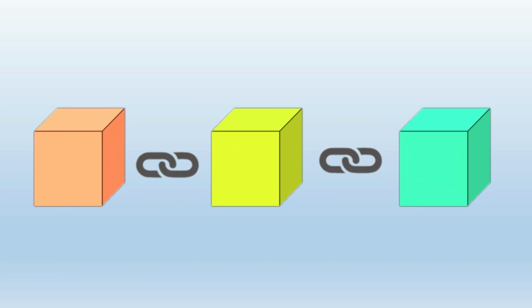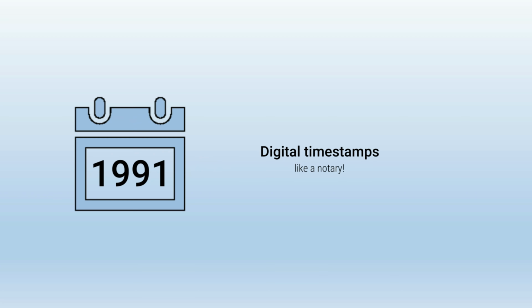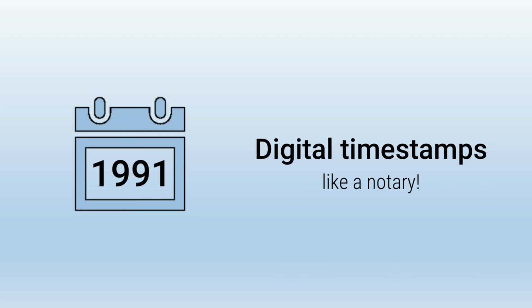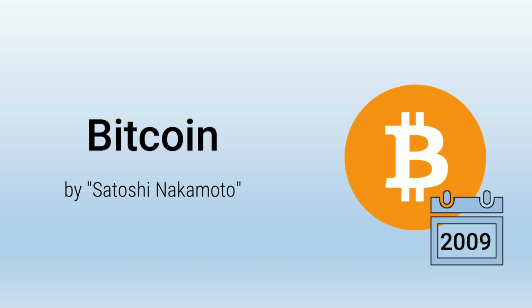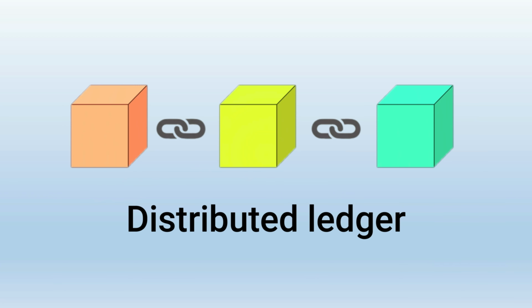This technique was originally described in 1991 by a group of researchers and was originally intended to timestamp digital documents so that it's not possible to backdate them or to tamper with them, almost like a notary. However, it went by mostly unused until it was adapted by Satoshi Nakamoto in 2009 to create the digital cryptocurrency Bitcoin. A blockchain is a distributed ledger that is completely open to anyone.